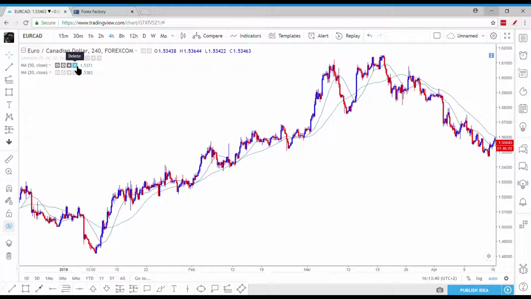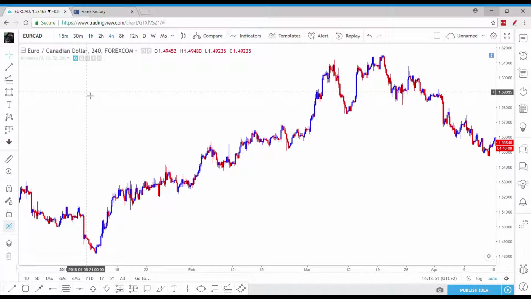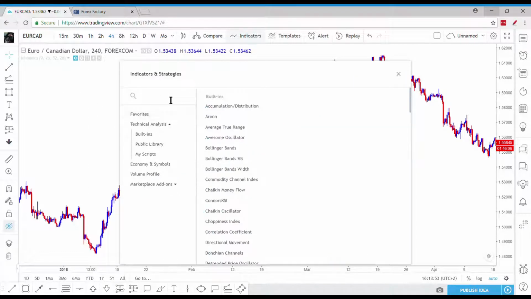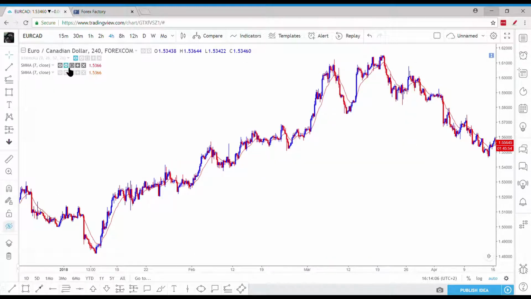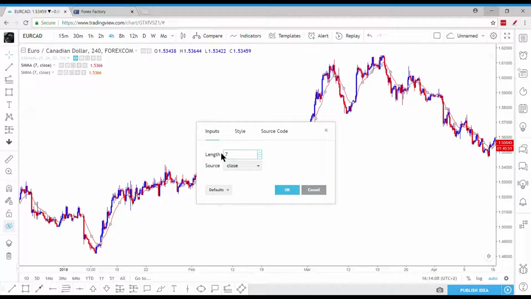So how do I use moving averages? I use moving averages as support and resistance once again. I'll show you the ones I use. The moving average I use is the smoothed moving average, this one. Double click, so you've got 2. Smoothed moving average, and I take the 50. I call it the 50 SMA.